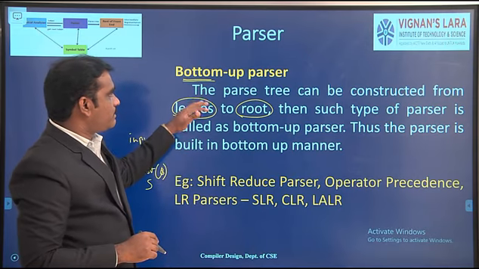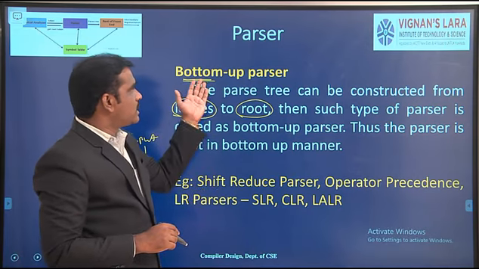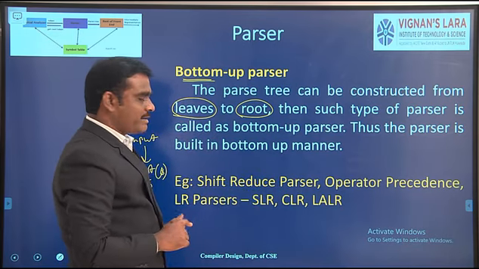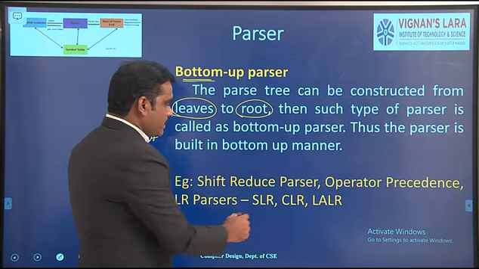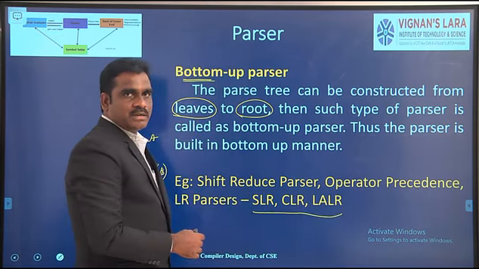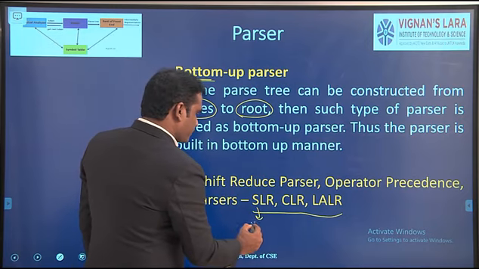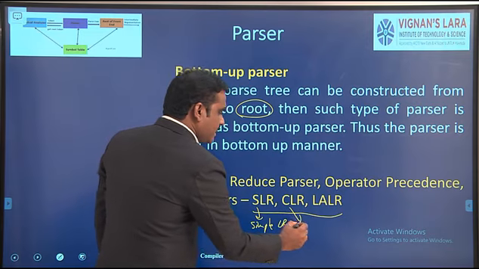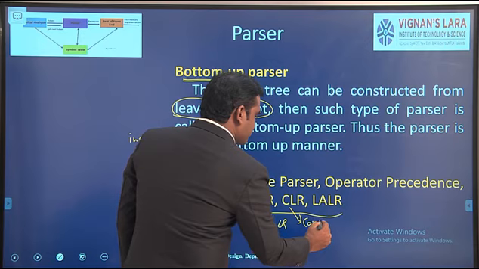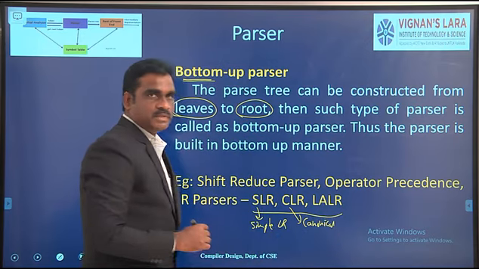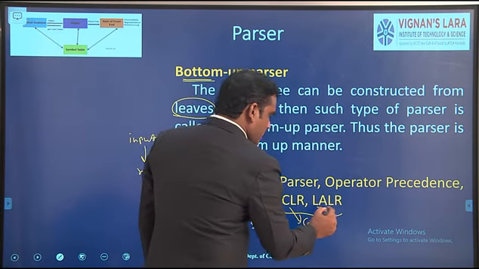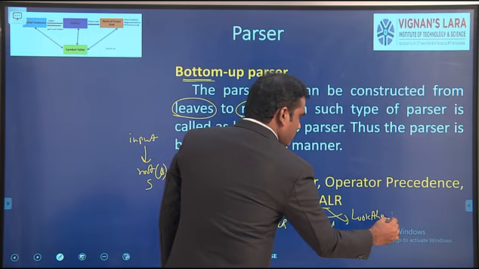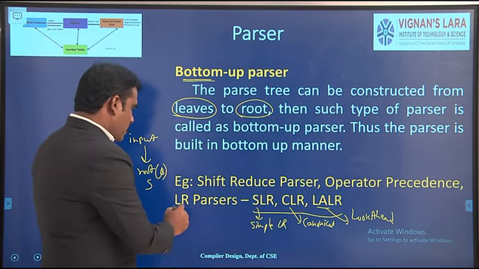The bottom-up parser examples are shift reduce parser, operator precedence and LR parsers. Again, LR parsers have three types in total. One is SLR, SLR means simple LR. C means canonical LR. LA means look ahead LR. Look ahead LR. So what is meant by LR?